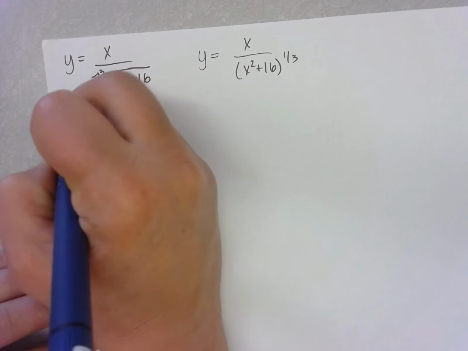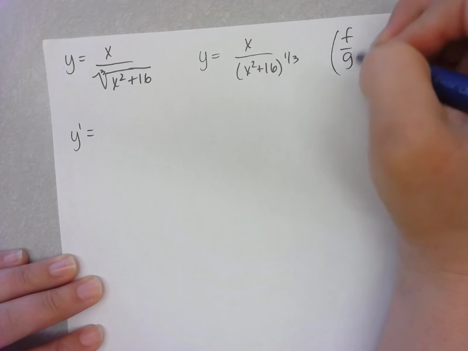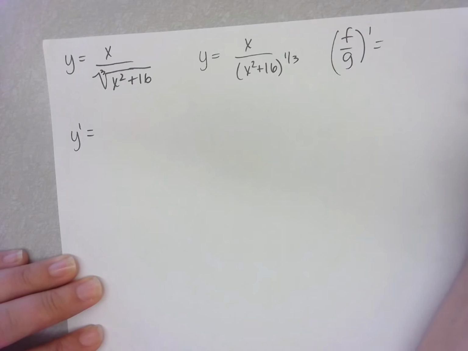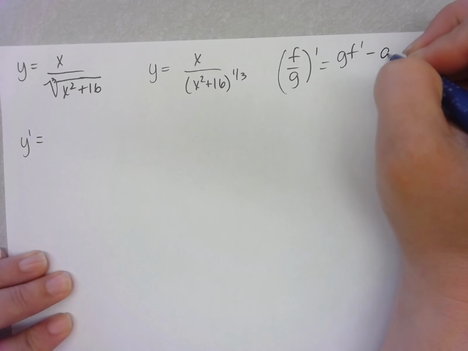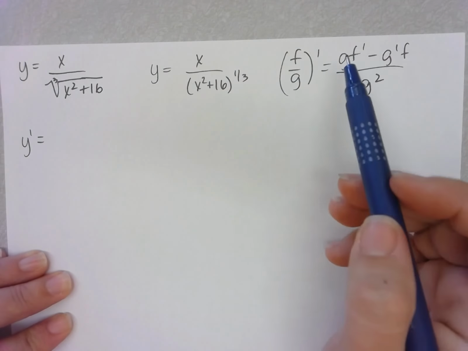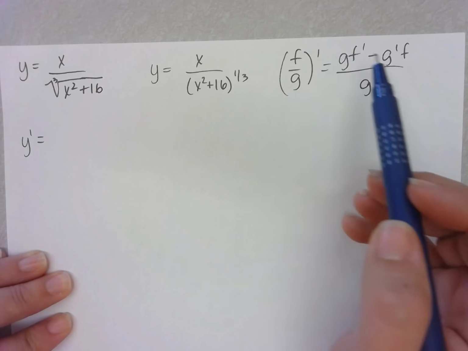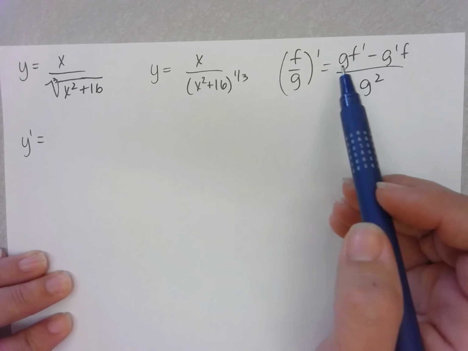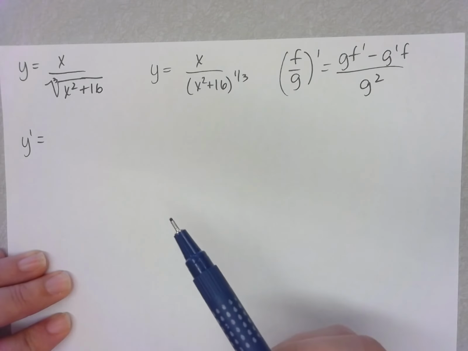All right, so y prime is, when I have f divided by g prime, and you do have to memorize this, it's g f prime minus g prime f all over g squared. I could write f prime g and f g prime. The order of the multiplication doesn't matter, but the bottom times the derivative of the top has to go first.